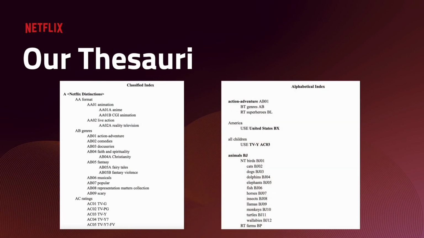For now, here's a sample of our thesaurus. As you can see, we used the coding on the classified index to code and show the relationship between the classified and alphabetical thesaurus, so indexers could find the terms on both thesaurus easily. You can see the use of ANSI/NISO conventions, such as action-adventure being the narrower term for the BT genres, and vice versa if you were to look up genres on the alphabetical thesaurus.